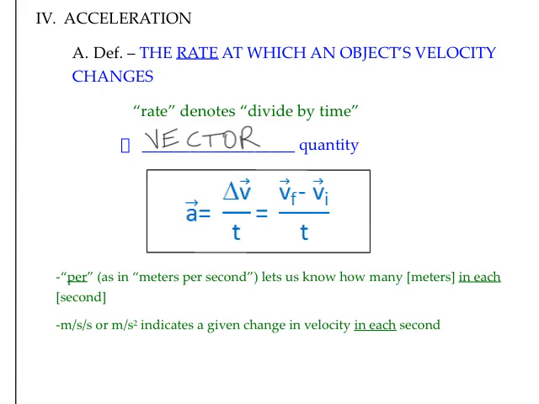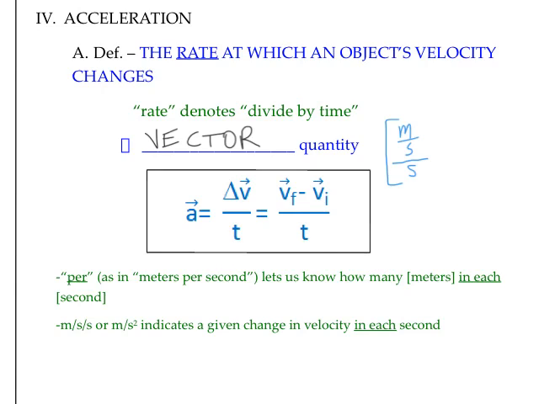Now let's look at the units. Velocity is measured in meters per second, and then since we are looking at a rate at which that happens, we are dividing by time, which is also in seconds. So I wrote you a little description down here. When we use the word per, as in meters per second, that lets us know how many meters in each second something travels. So when we have a meters per second, again, that's looking at the change in velocity in each second.